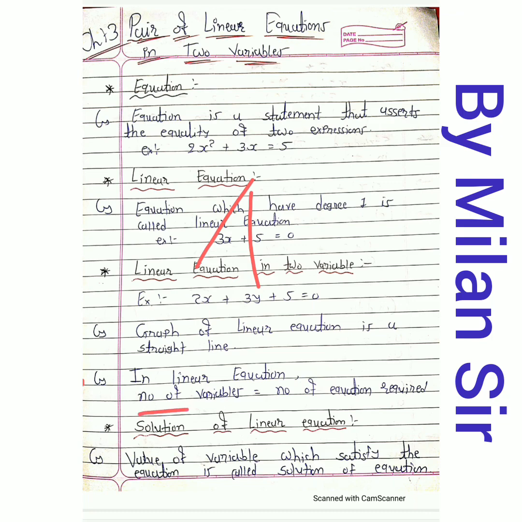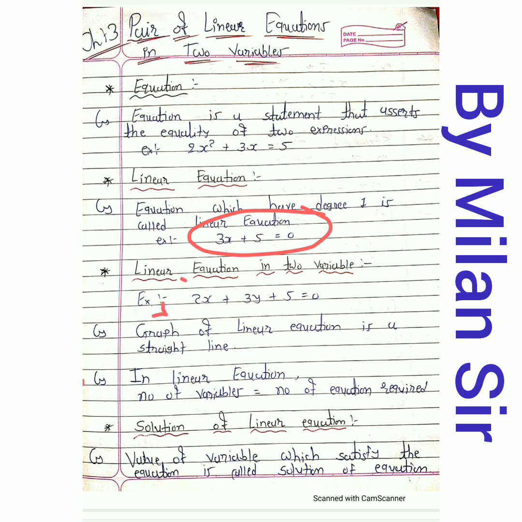Now whatever number of variables are present in the equation, we need that same number of equations to solve it. If three variables are present, then we need three equations. If one variable is present, we need only one equation. So here 3x plus 5 equals 0, only one variable is present, so we can find the solution of this linear equation by one equation only.